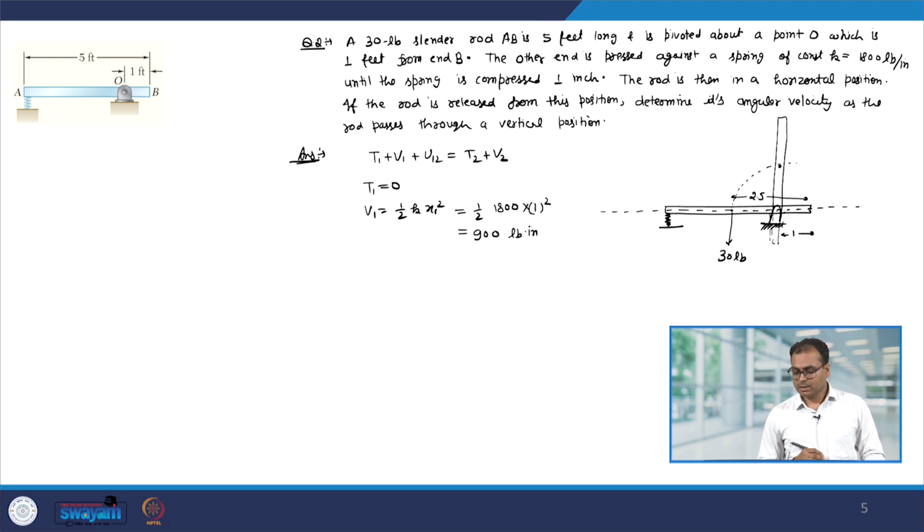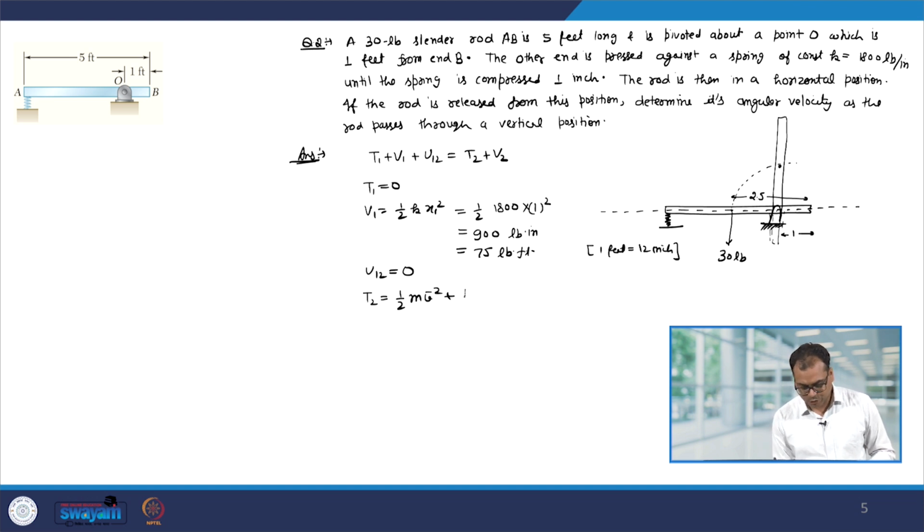Since all other parameters are given in feet, let us write this in feet also. We know that 1 feet equal to 12 inch. So, therefore, this will be 75 pound feet. Now, U12, there is no work done by external forces. So, that will be 0. Now, let us look at T2, the kinetic energy. It will be half m v bar square plus half I omega square.